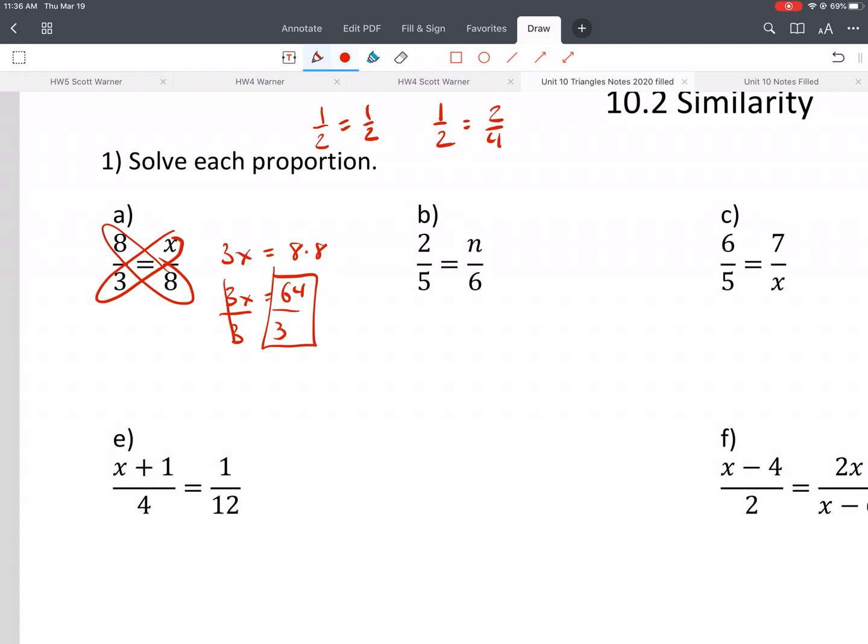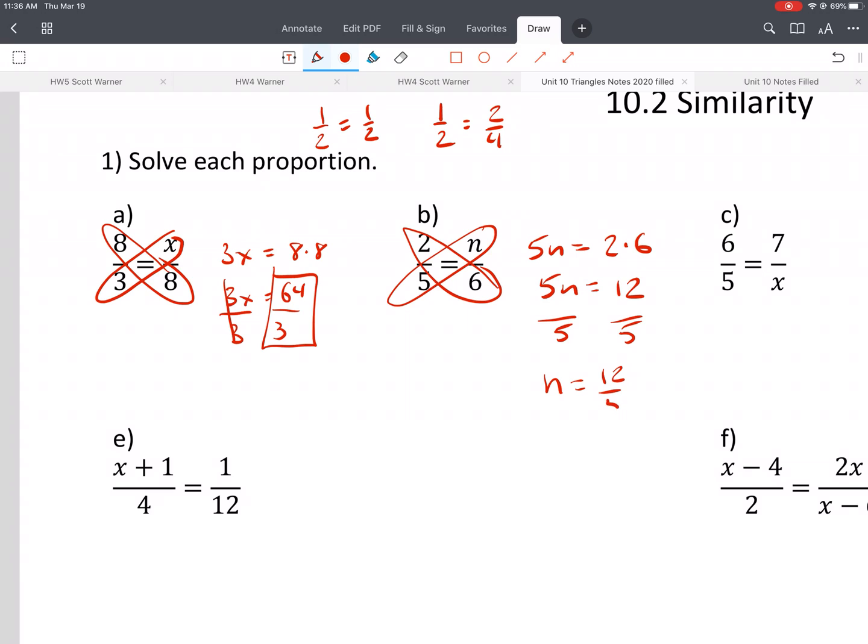Okay, so let's do another example. So 5n is equal to 2 times 6. That gives you 5n equals 12. And then we'll just divide both sides by 5. So n equals 12/5. All right. I probably won't do every problem on your notes. I don't want you to have too many videos you have to watch. But if you want more, I will make a second video that will go over those problems.